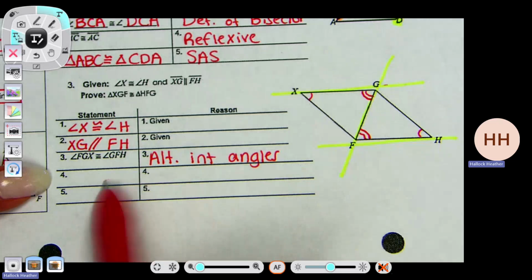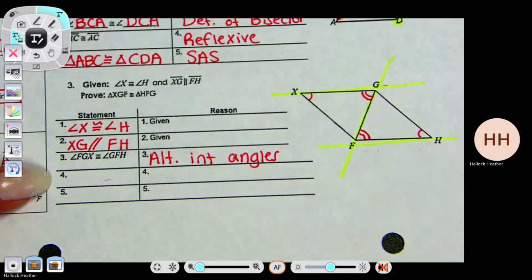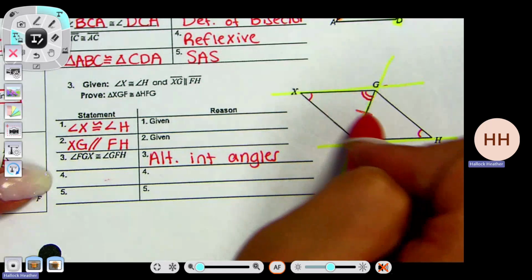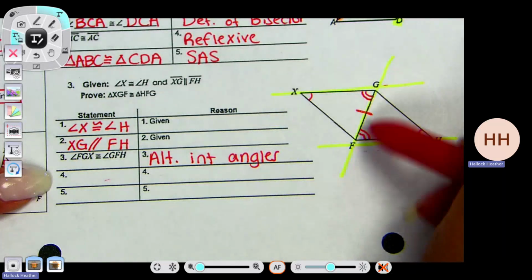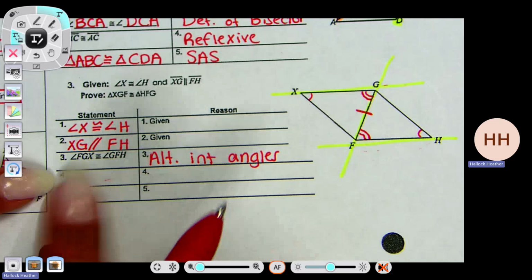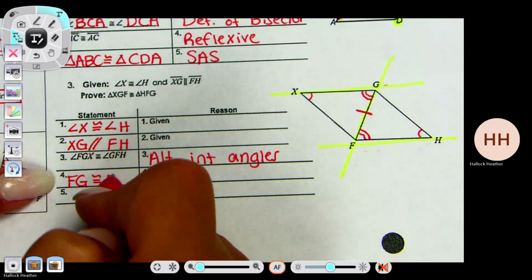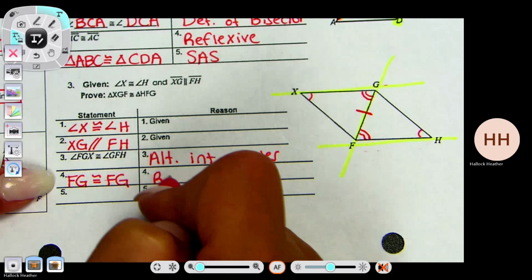This is a blank. We have nothing. So what do you know from looking at your picture that you can say? Not bisects. You can't say it bisects. Do we have a vertical angle or do we have a reflexive property? We have reflexive. You can add that because if you share a side with something, that has to be the same. Does anybody know what I should write here? FG equals FG. That's because reflexive.